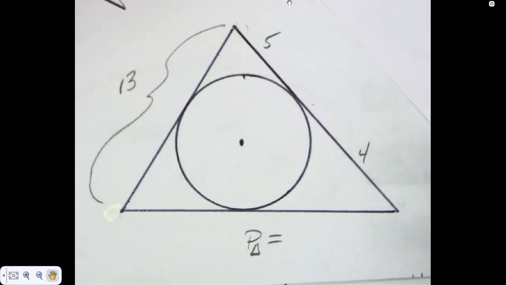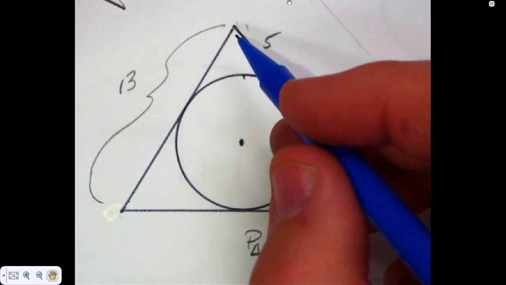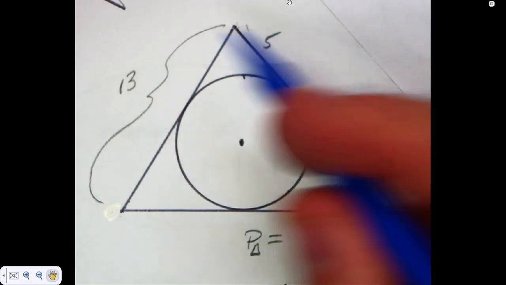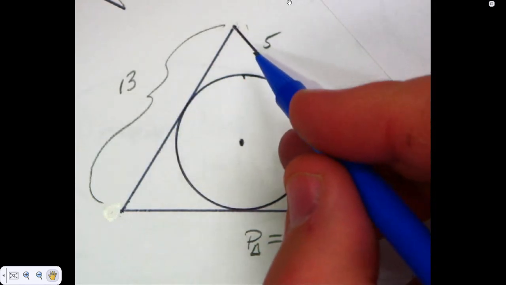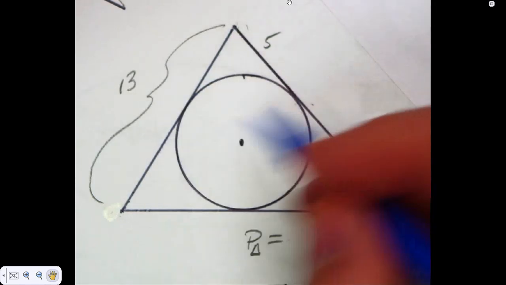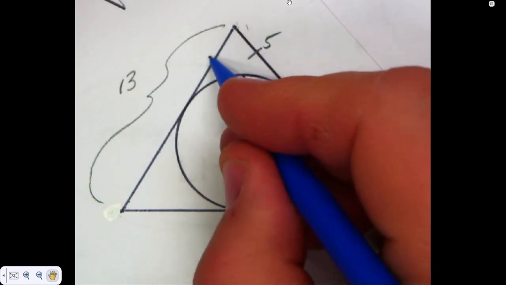How am I going to do that, guys? Isn't it 2 times the length? Nope. Perimeter is the distance all the way around, walking all the way around it. Let's find the things we can up here. What do I know about right here? If this is 5, what's this?